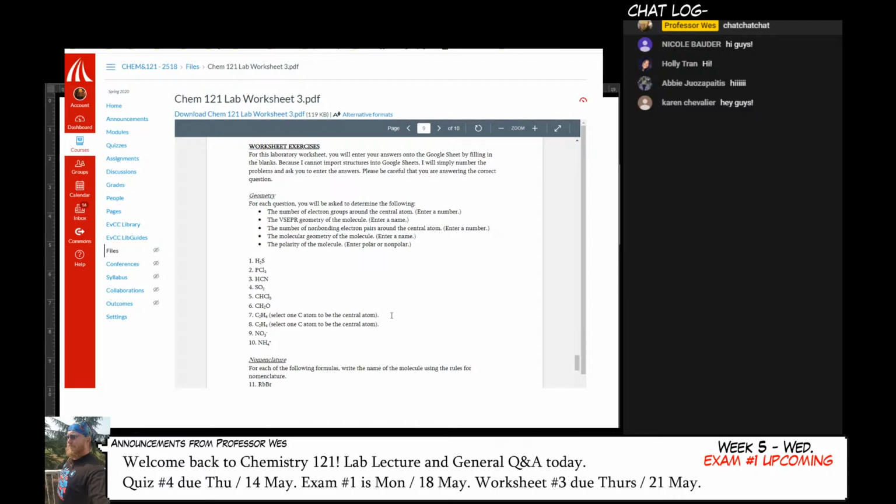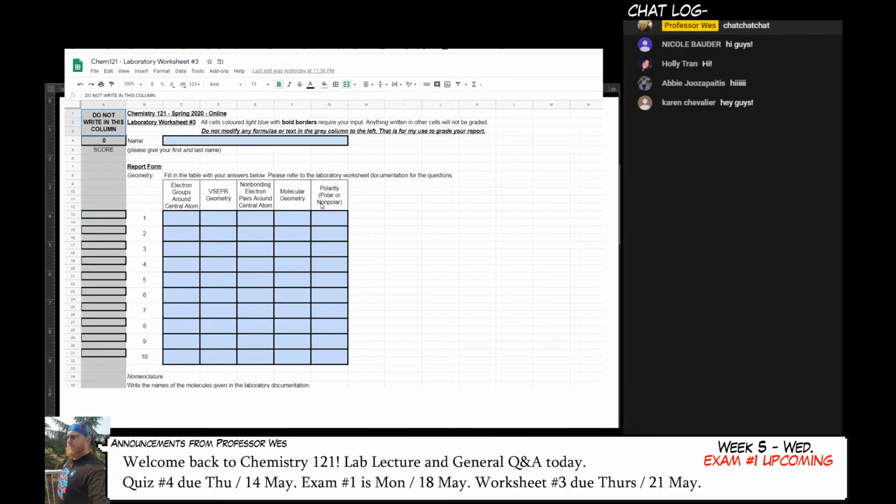Okay, so the worksheet is very simple. You're going to be asked to draw a Lewis structure of a bunch of molecules, and here are the molecules right here. And those molecules will have a VSEPR geometry and a molecular geometry. And you're going to enter that into this guy right here. This is the worksheet. It's just like before. Download your own copy, or save your own copy, fill it all out, then save a copy to your desktop, and then upload it to Canvas, just like you did for the first 2 labs.